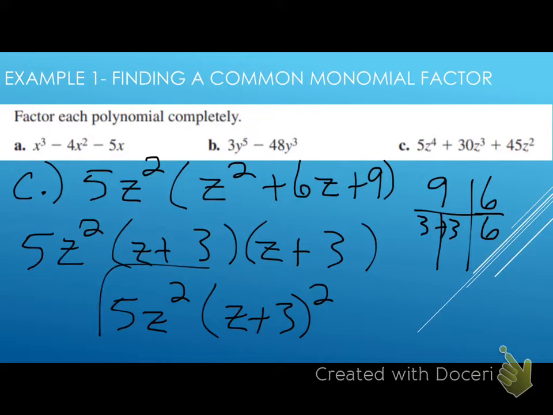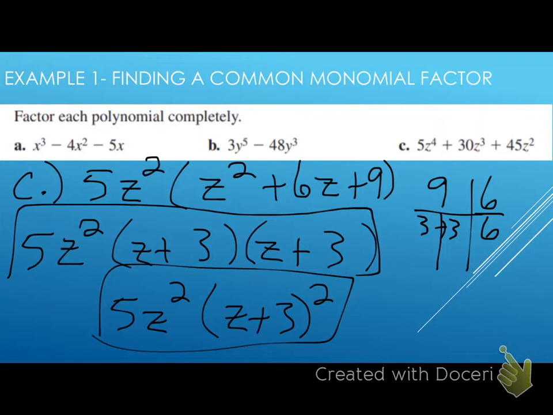Z plus 3 squared. There's my answer. Now, if you left it like this, I probably would not count that wrong. We should generally, if we can, make it look a little nicer, do a little less writing. We'd put it as squared. Either way, it's correct.